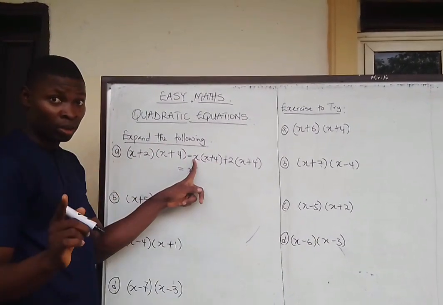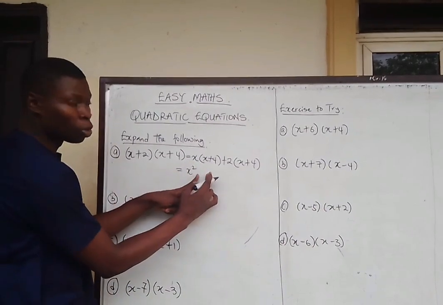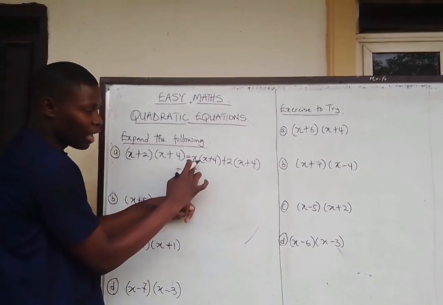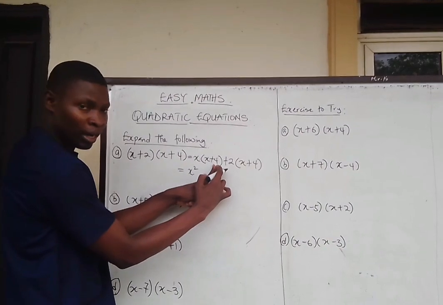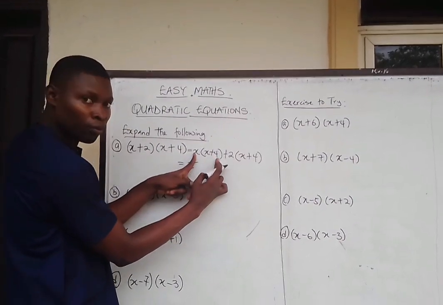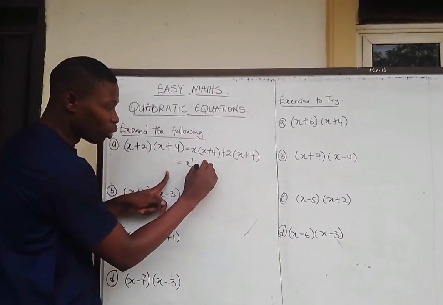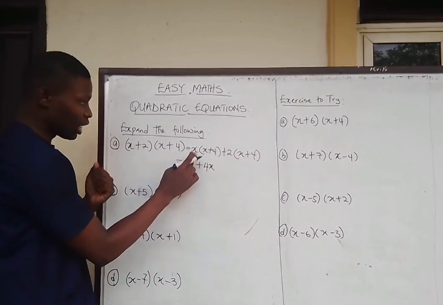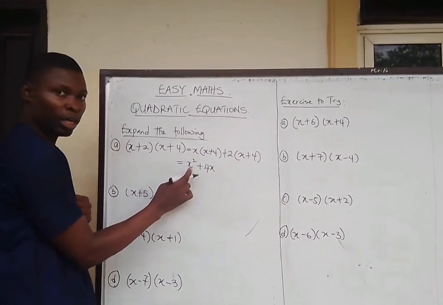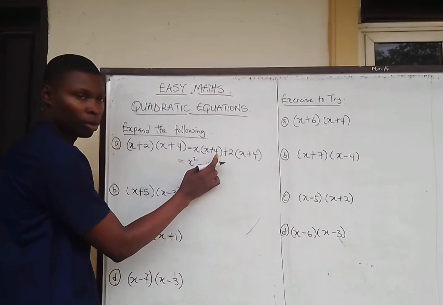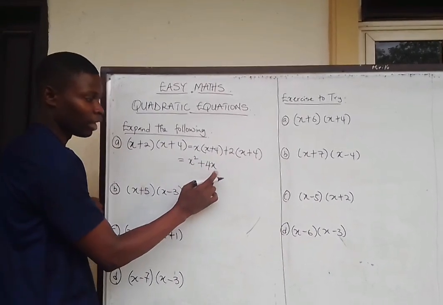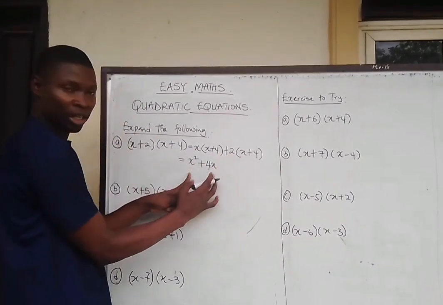This is where students make another mistake. They end up coming here to put plus 4, but that is not plus 4. x is multiplying the whole bracket. So it's going to be x times plus 4, and that will give us what? Plus 4x. x times x will give us plus x squared. x times plus 4 will give us what? Plus 4x. We'll move to the next one since we are done with this expansion.